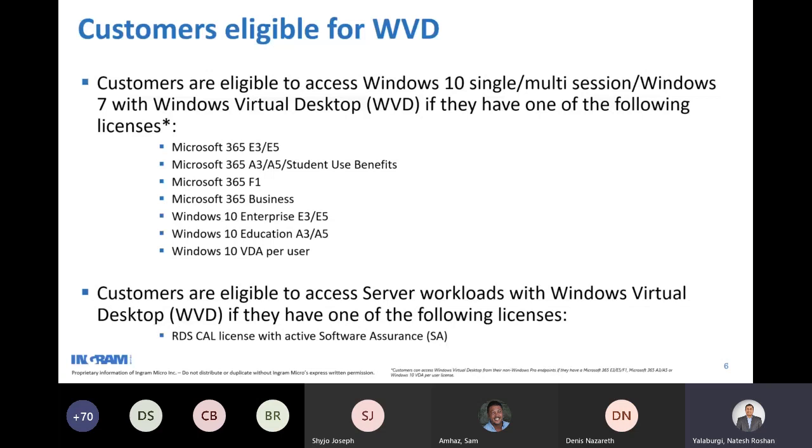If you come across a customer who still wants to use a server operating system as a session host on Windows Virtual Desktop, they can still do that. But with respect to RDS CALs, they will need to purchase RDS CALs with software assurance. Even though they have an on-prem RDS CAL for, let's say, 2016 or 2019, without software assurance, they cannot reuse that with Windows Virtual Desktop. They have to have an RDS CAL with an active software assurance.